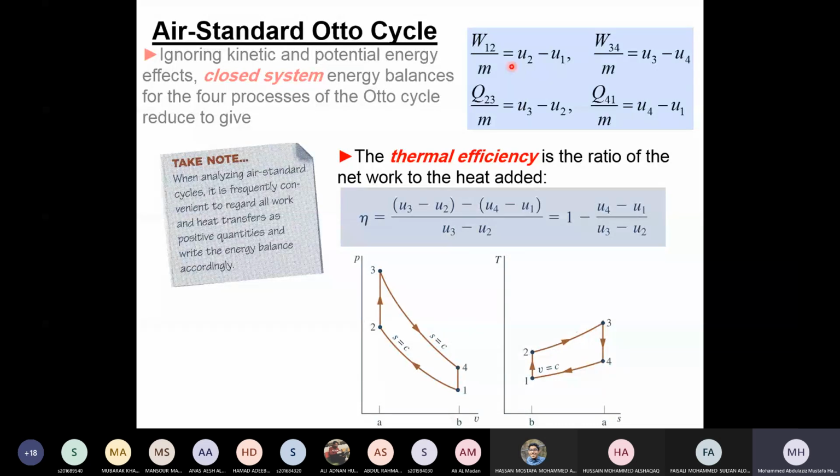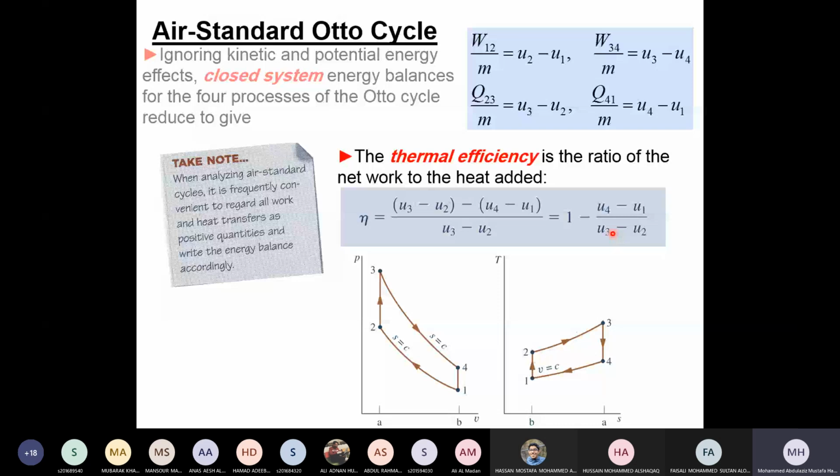So now we can calculate W. This is the compression work, and this is the expansion work. The difference between these gives me this area, which is the net work. Therefore, I can say the efficiency is (QH minus QL) over QH. QH is U3 minus U2, and QL is U4 minus U1, over U3 minus U2. Or I can say 1 minus QL over QH, and this will give me the efficiency of the cycle.